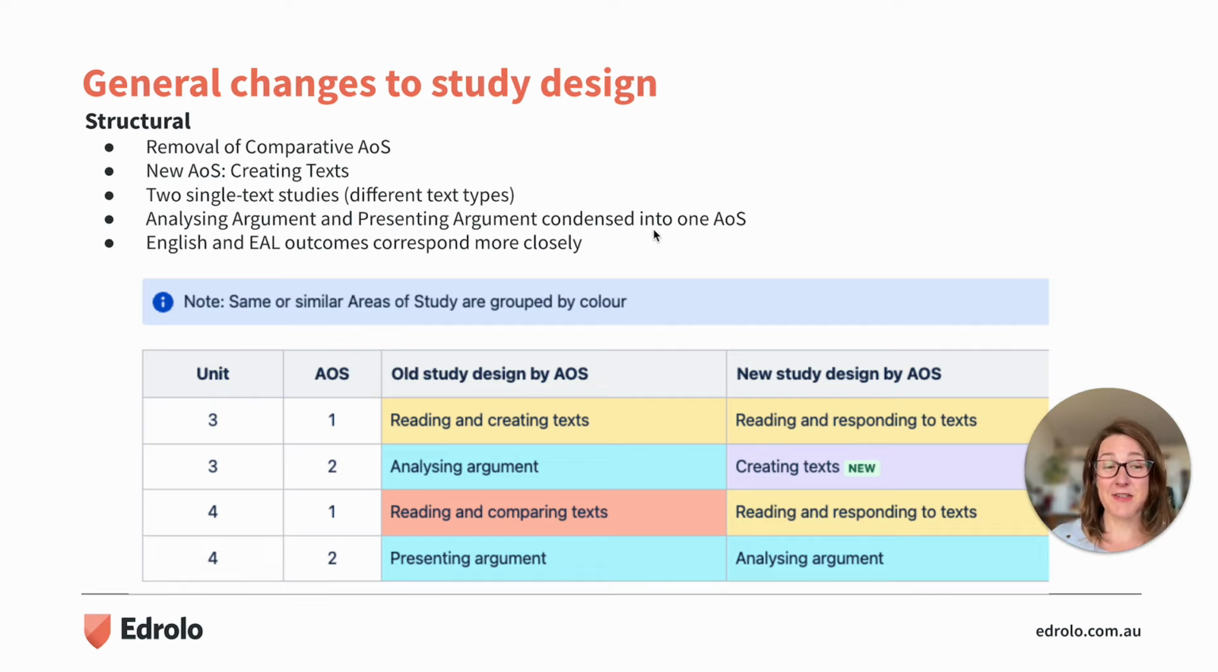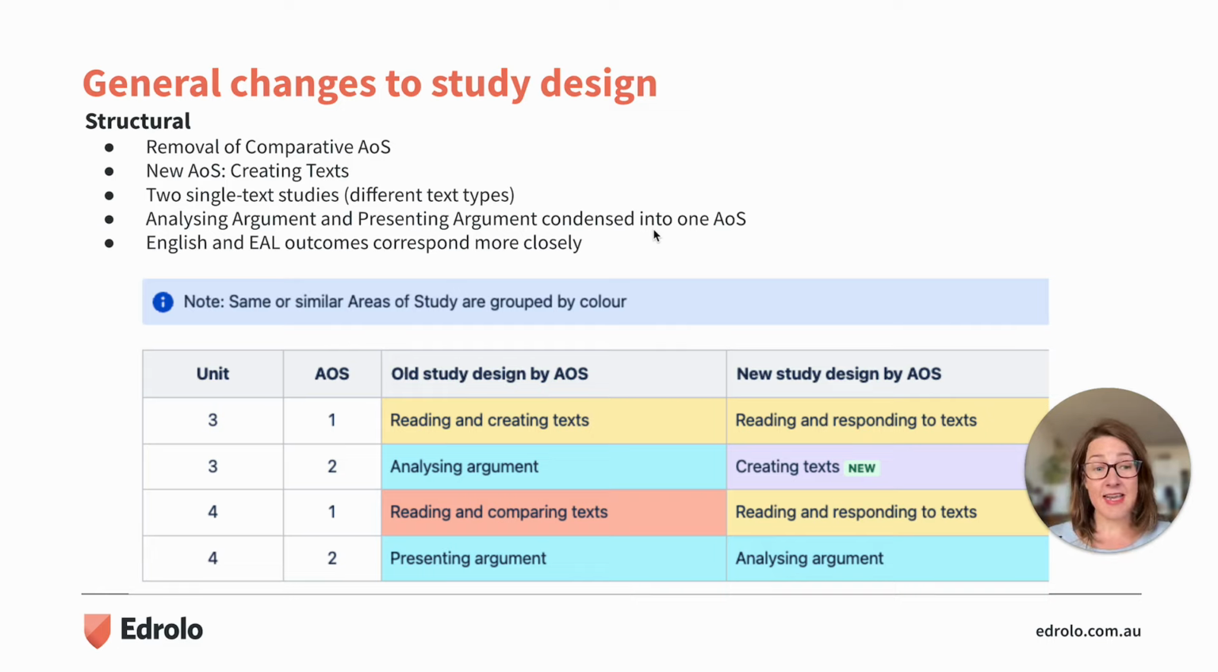Of course, the major structural change is that there's no more comparative area of study, RIP, and in its place there's a brand new area of study called creating text, which is where the creative response now lives. There are now 2 single text studies, and these have to be different text types. Analysing argument and presenting argument were previously 2 areas of study. They've now been condensed into 1.